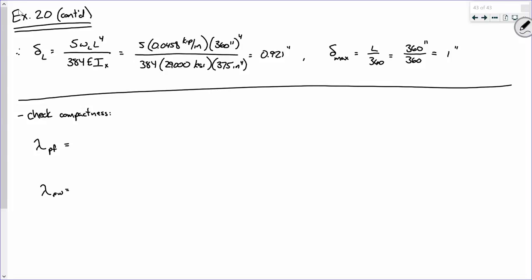No. Lambda, remember, a flange is unstiffened. It's only supported on one side. A web is stiffened. It's supported on both. So what case? Case 10. They should be tabbed from the column sections. You should already have a tab there. And what was the limit? What was the value?